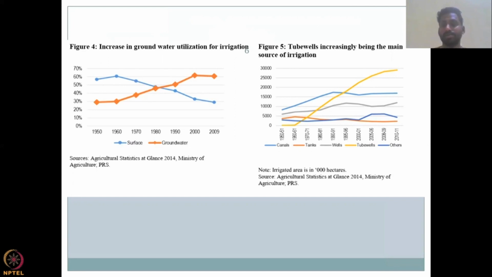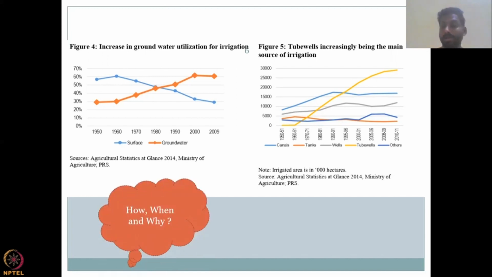However, canal use has stagnated. Your tank irrigation has almost come down from the initial use, whereas your wells and tube wells are increasing. Is this a sustainable sign for agriculture? No, it's not, because like any other natural resource, we will run out of groundwater if we don't manage it well.